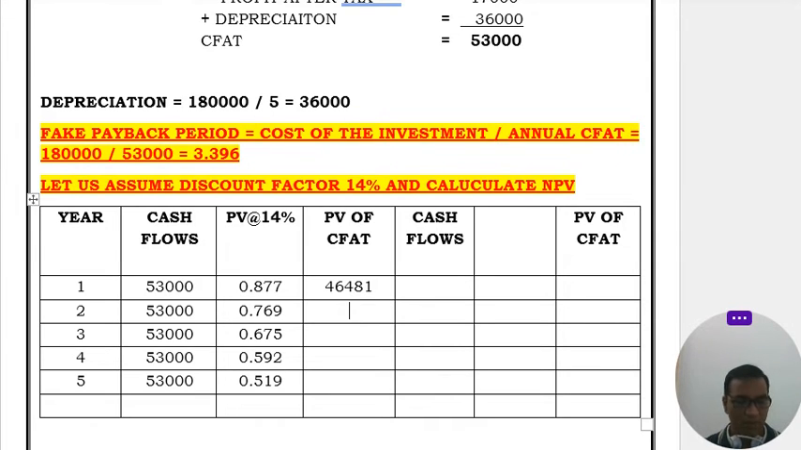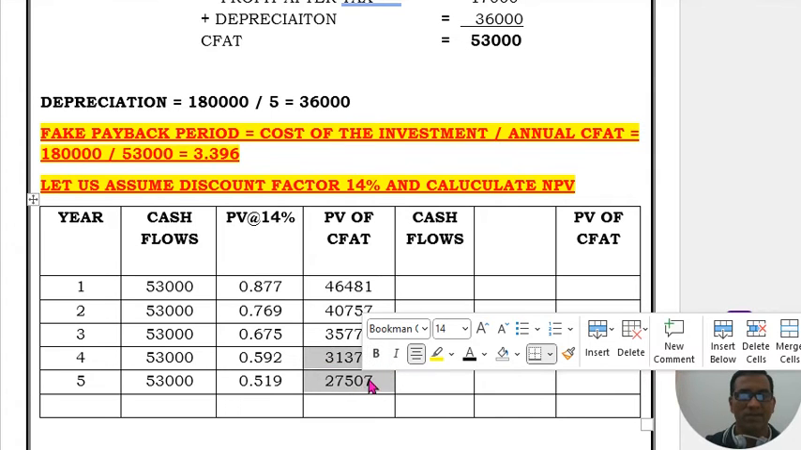53,000 multiplied by 0.877 is 46,481. 0.769 gives 40,757. Next, 53,000 multiplied by 0.675 is 35,775. 53,000 multiplied by 0.592 is 31,376. 53,000 multiplied by 0.519 is 27,507.